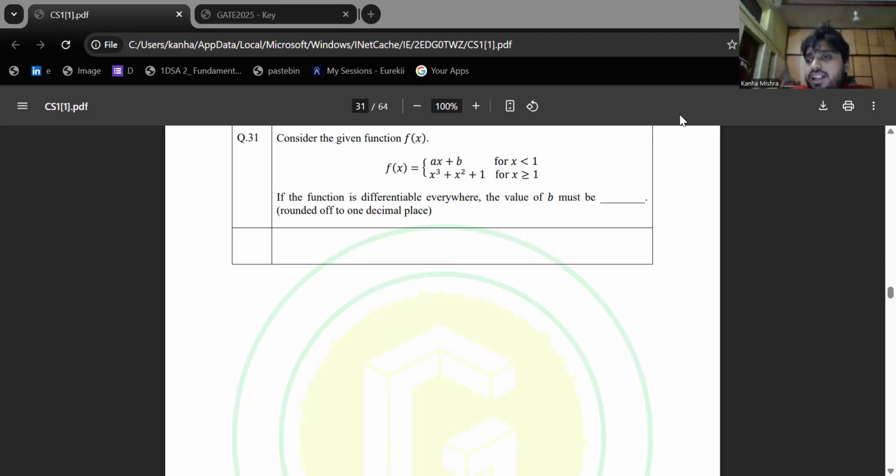Since the answer is required up to 1 decimal place, the answer will be negative 2.0. So the correct answer of this question is negative 2.0. That's it for this question.